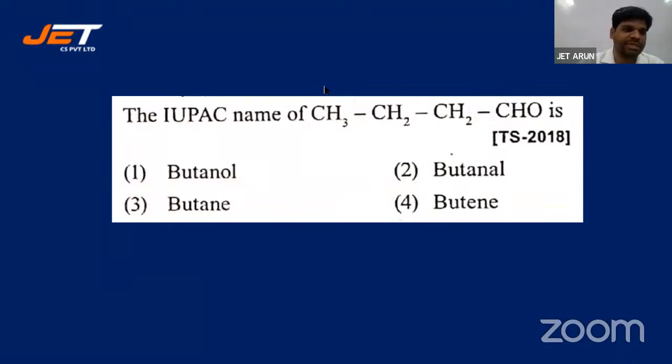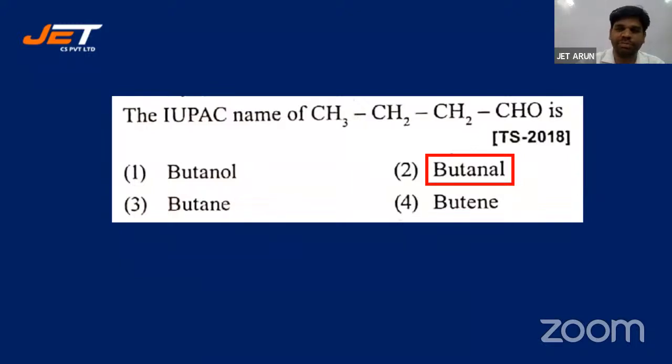Yes, Harshita, Pranati, right. It's not ol. Okay, let's look at the key. It's not an alcohol. It's an aldehyde. So the suffix al is for aldehyde, butanal. There are 4 carbon atoms with a CHO group, so it's butanal.